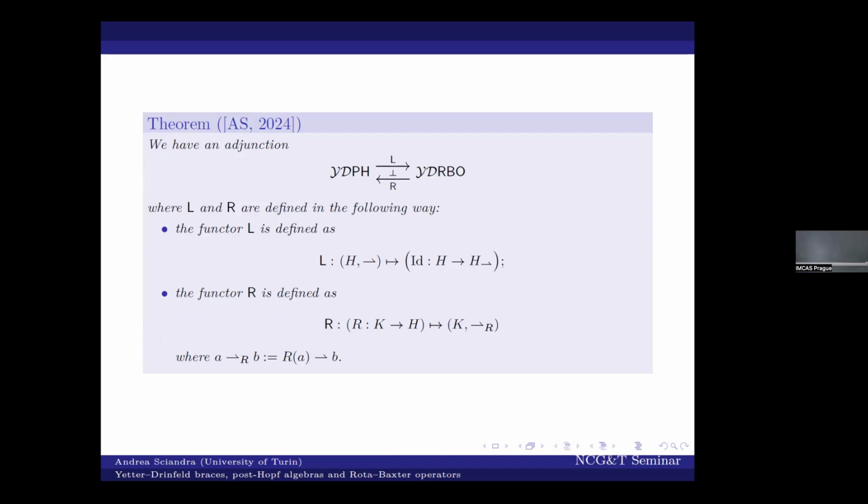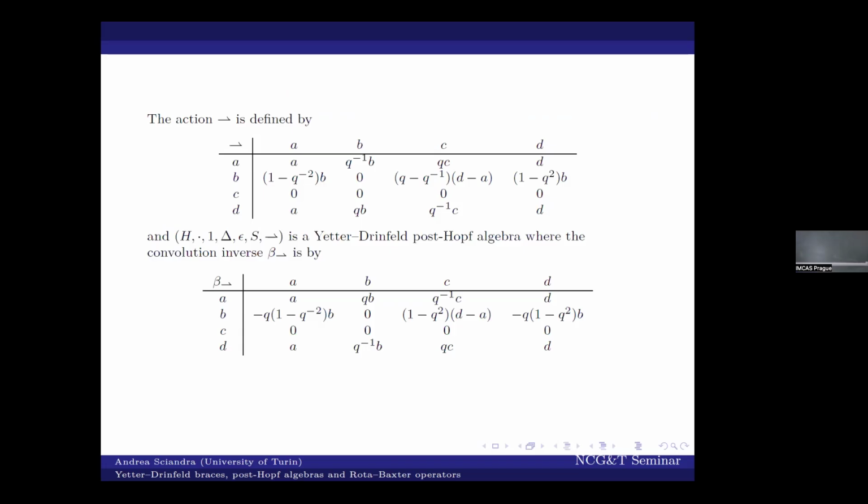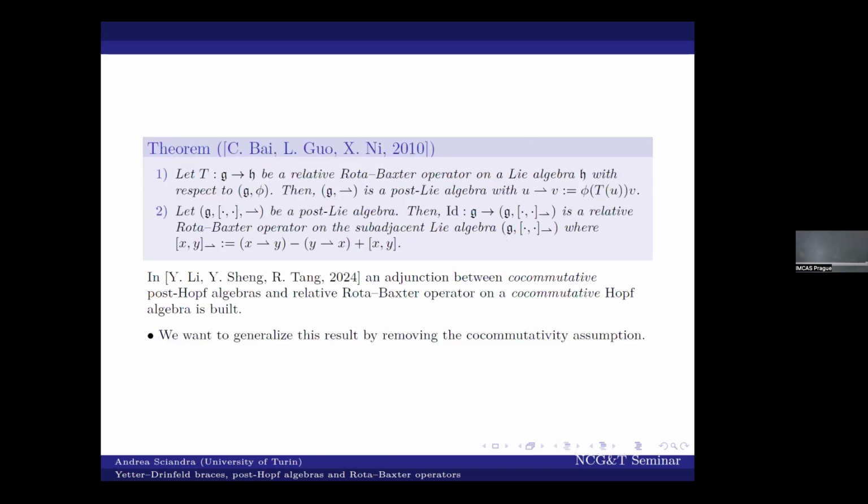And you can see that this precisely mimics this theorem here. So when you have a Rota-Baxter operator, you define a post-Lie algebra structure on the domain just using the action that you have of H over G, while if you start with a post-Lie algebra, you just take the identity between G and the subjacent Lie algebra. It's exactly this adjunction in the setting of algebras.